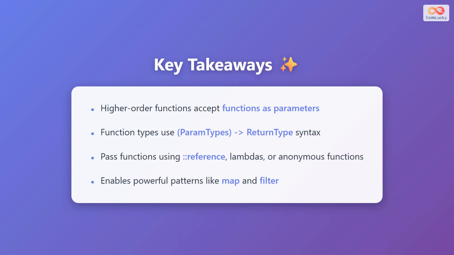Let's recap what we've learned. Higher-order functions are functions that accept other functions as parameters. Function types use the syntax (parameter types) -> return type. You can pass functions using function references with double colon, lambda expressions with curly braces, or anonymous functions. This enables powerful patterns like map and filter that make collection processing elegant and expressive. Mastering higher-order functions will significantly improve your Kotlin programming skills. Thanks for watching, and keep practicing.